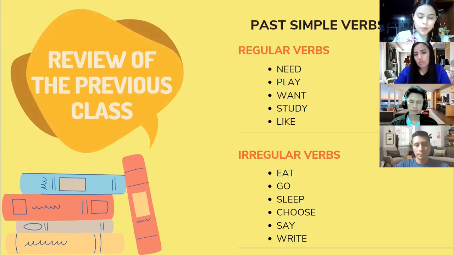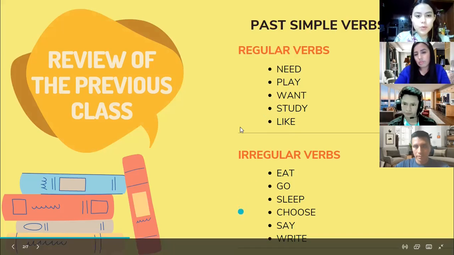So, Raúl, what is the past form of the verb need? Needed. Needed, correct. What is the past form of the verb play, Sonia? Played. Played, correct. Diego, what is the past form of the verb want? Wanted. Very good. What is the past form of the verb study, William? Studied. Correct, studied. And the past form of the verb like, Camila? Liked. Liked, correct. And the e is silent, right?